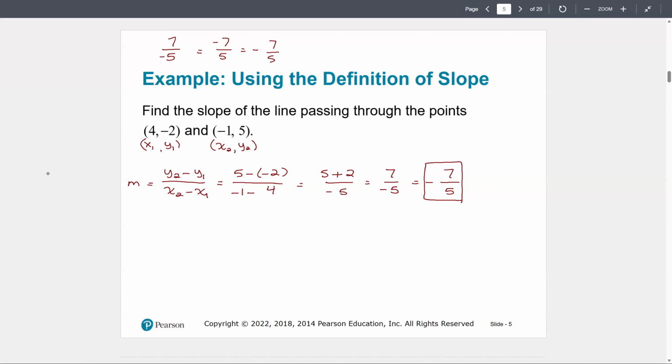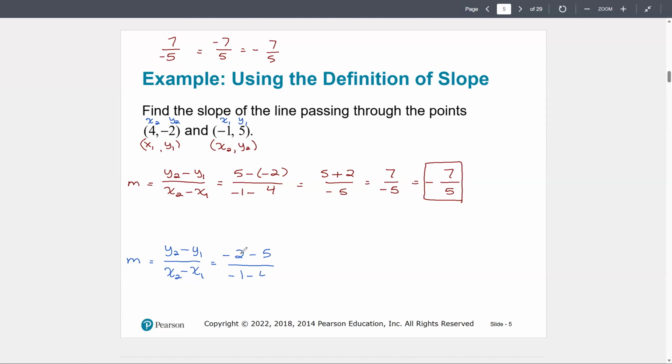Now, just to point this out, had I gone the other way and said this was x2, y2, and this was x1, y1, it's not going to make a difference. So you should be able to find slope using the points in either order. If I do it this way, then my y2 is -2. My y1 is going to be the 5, so -2 minus 5 now. And then on the bottom, x2 is the -1 minus the x1, which is now the 4.